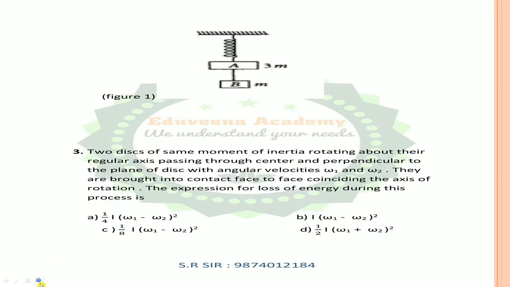So the figure is this one. This A is hanged from a spring, A is suspended from a spring, from a rigid support, and from A, B is just hanged, without any spring. So this is the given figure. So let us see how to solve it.